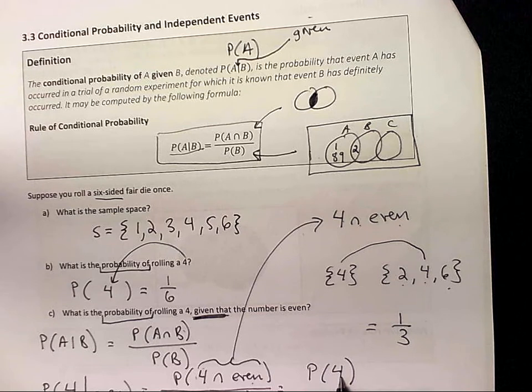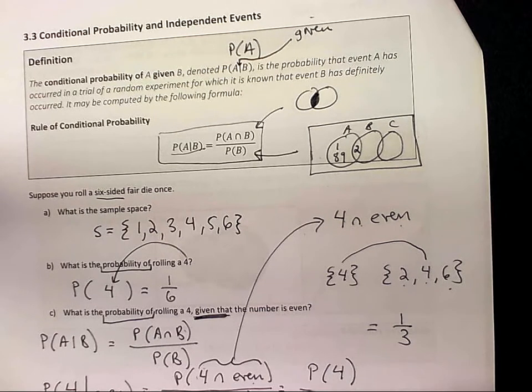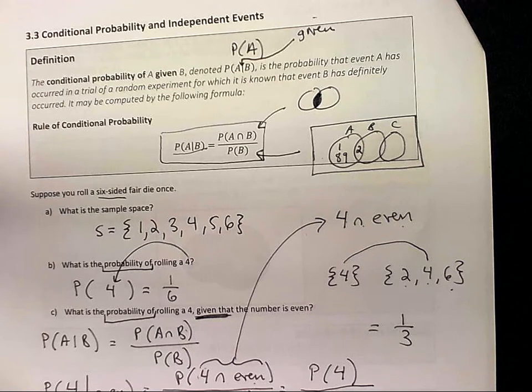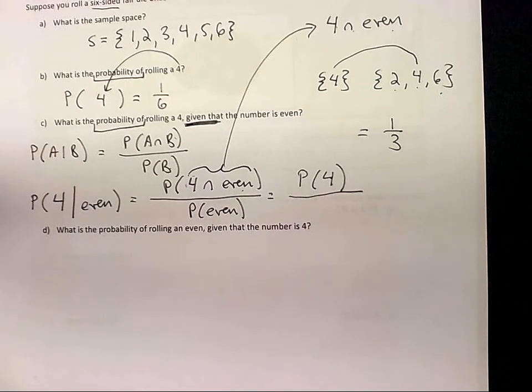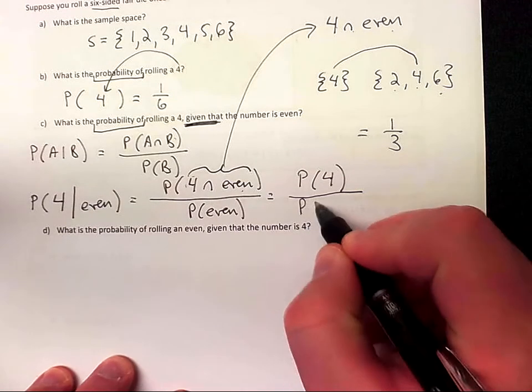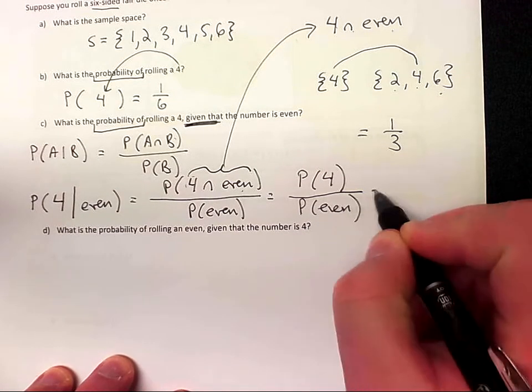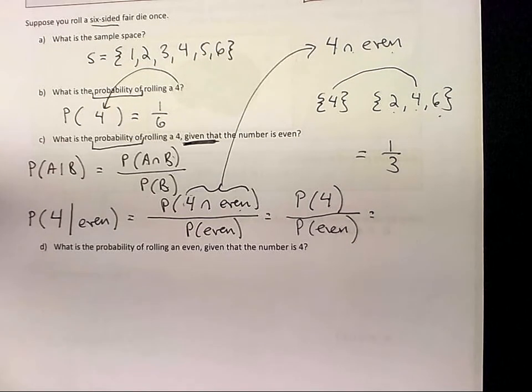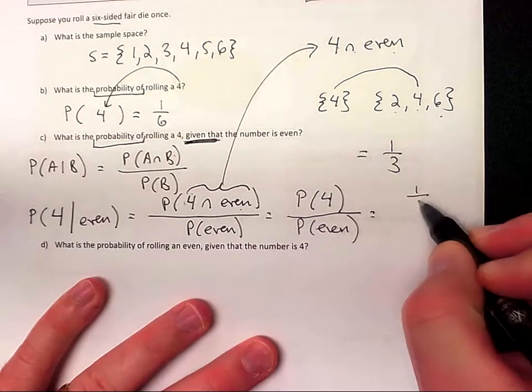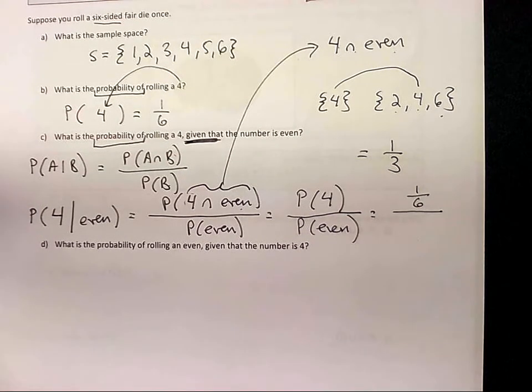Right, is everybody good with that? All right, so that's the numerator. And then in the denominator, we want to have the probability of even. Everybody good with this so far? All right. Well, we already found out what the probability is of getting the number 4. We already said if it's a 6-sided fair die, then the probability of rolling the number 4 is 1/6. So therefore, the numerator is going to be equal to 1/6.